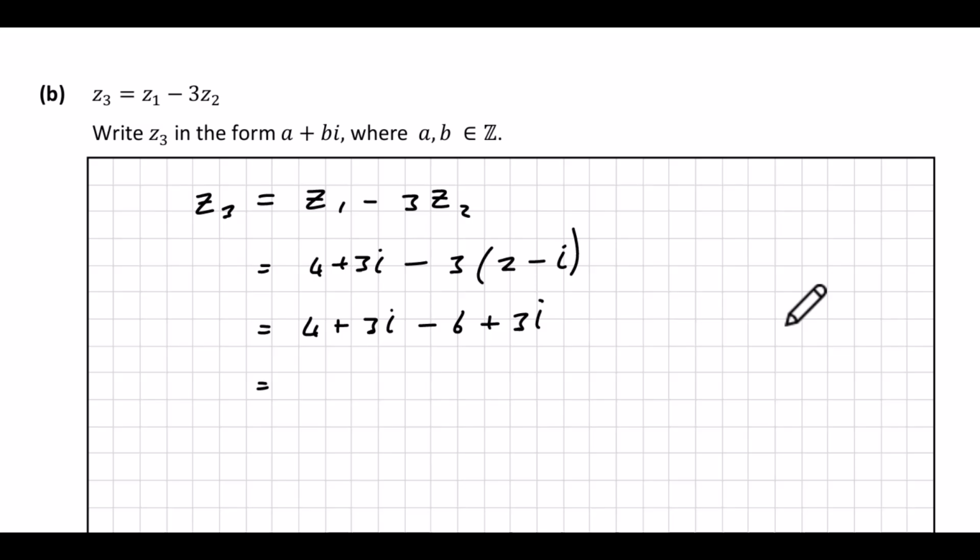Next one then, just add the numbers. So we got 4 minus 6, so go up 4, go down 6, so you're down 2. 3i plus 3i is 6i. And that is it, minus 2 plus 6i.